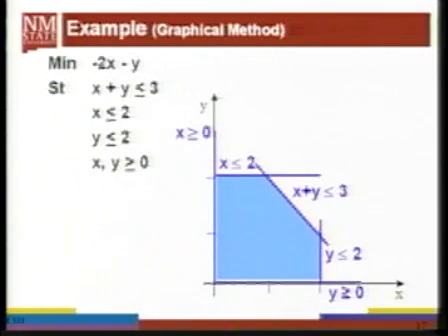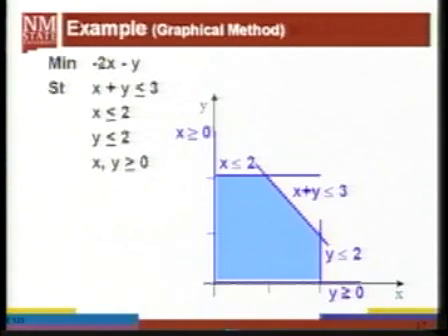Here, the shaded area is the feasible region. Okay? And again, we have only 5 extreme points, right? So if this problem has an optimal solution, it should be one of these extreme points, right? So to find the optimal solution, we need to draw an iso value line first, right?